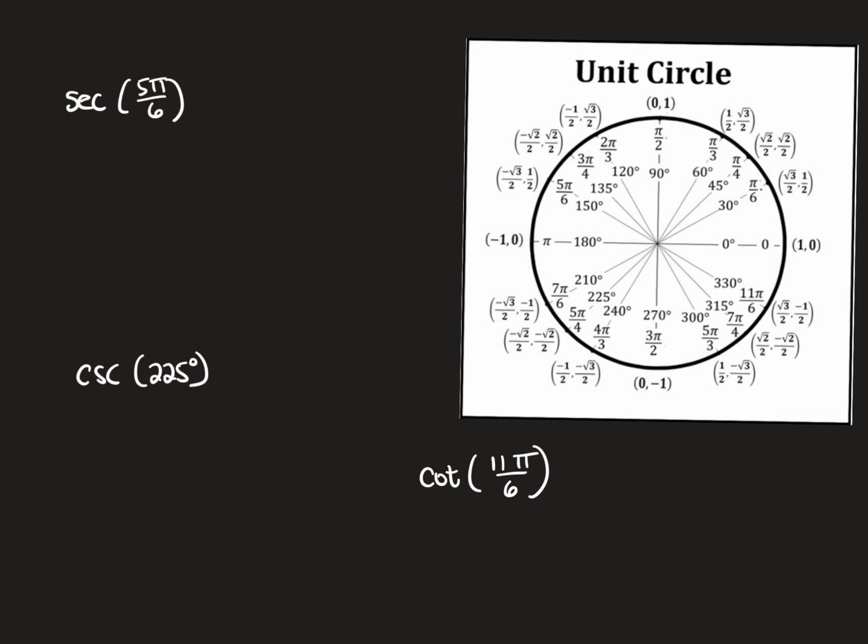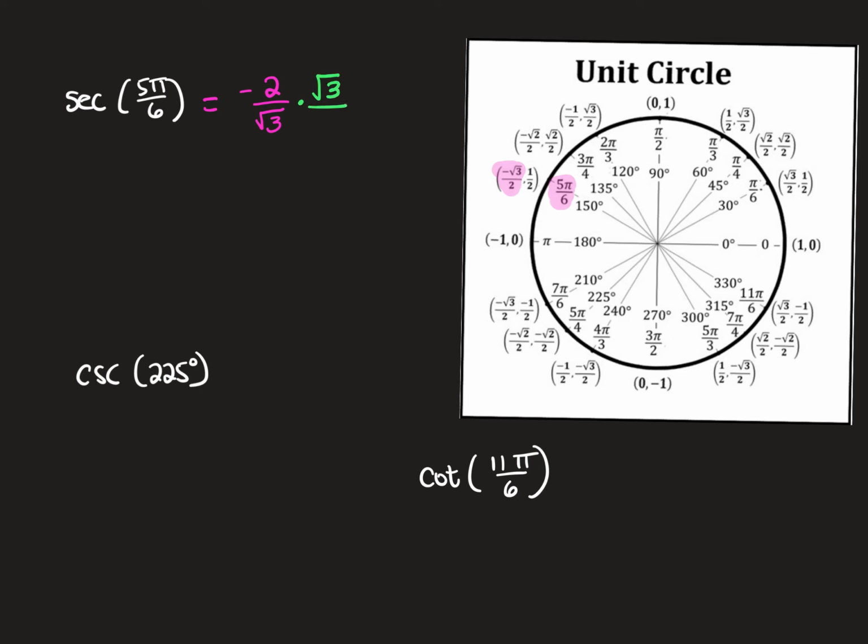So secant of 5 pi over 6. We find 5 pi over 6, so that is right here. And then secant is the reciprocal of the x-coordinate. So the reciprocal of the x-coordinate is, we have to take the flip of negative radical 3 over 2. So I'll flip negative radical 3 over 2, and I'll get negative 2 over radical 3. Now, that's right, and there's nothing wrong with that, but we don't like to have the radical in the denominator. So we fix that by doing what we call rationalizing the denominator.